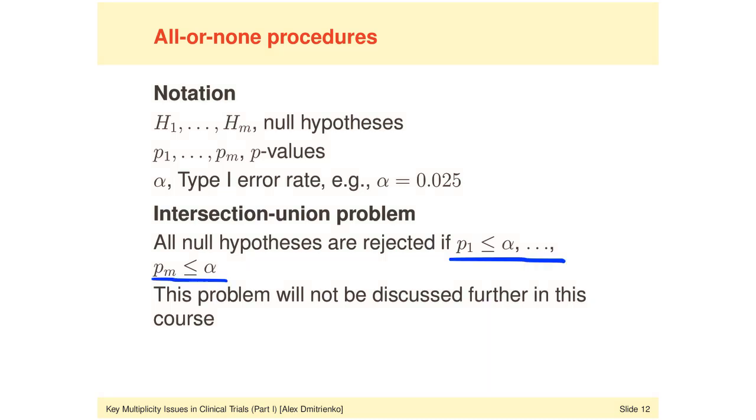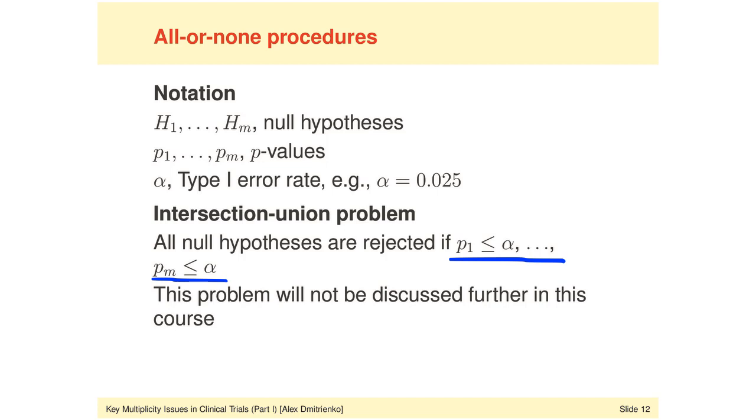And in the intersection union problem, all null hypotheses are rejected, which also means that their union or the global null hypothesis is rejected, if all p-values are less than or equal to alpha. As a result, there is no multiplicity adjustment. All individual tests are carried out simply at the full alpha level, without any multiplicity penalties. And it is not because all or none procedures are efficient. In fact, as we will discuss in a second, all or none procedures are actually quite conservative, if anything, and may lead to substantial power loss.